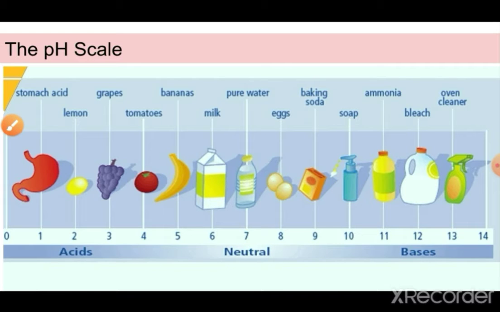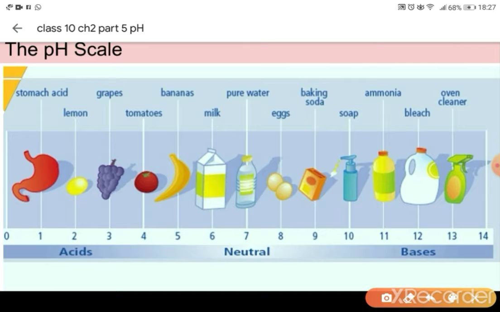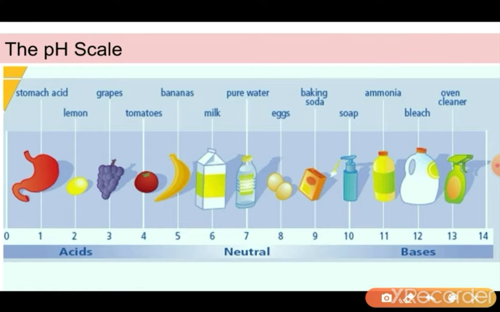Now there are so many products available in our house. So how do we come to know the pH of those solutions? Through this data, this table, we can find out. For example, our stomach releases HCl acid for digesting food. The pH of this HCl is around 1.5. That means it is highly acidic in nature.